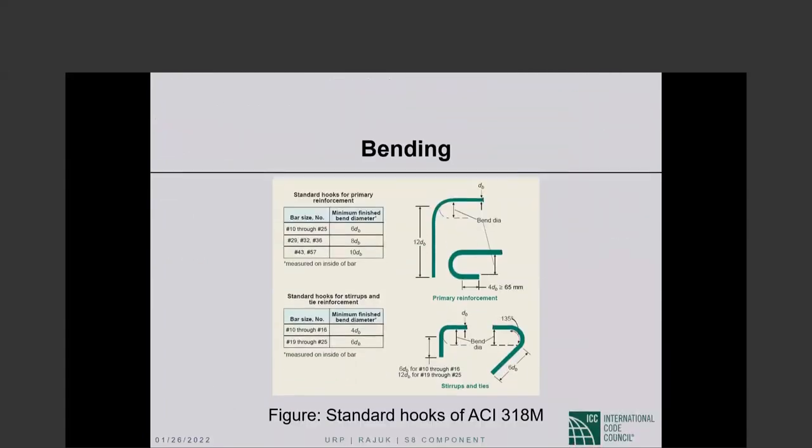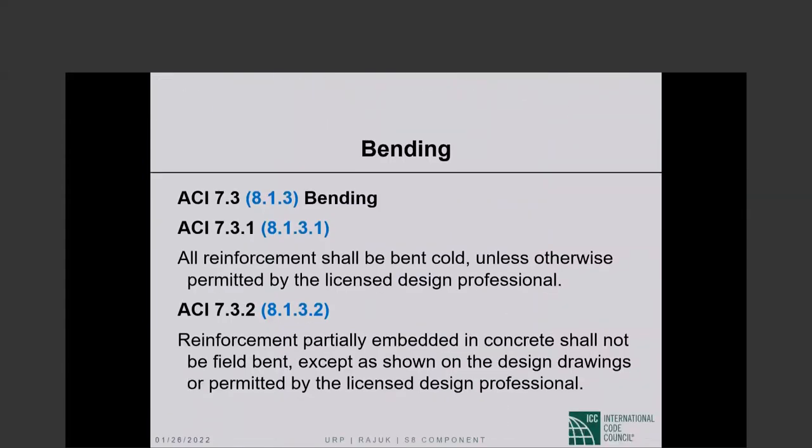This is a summary of everything that has been said. You saw this picture already. These are standard hooks on longitudinal bars. The 90 degrees plus 12 bar diameter extension, or 180 with an extension of 4 bar diameter, but not less than 65 millimeters. The standard hooks for stirrups and tie reinforcement, it can be a 90 degree with, anyway, the picture is very descriptive, and what I said already together with the picture will tell you the entirety of ACI requirements.